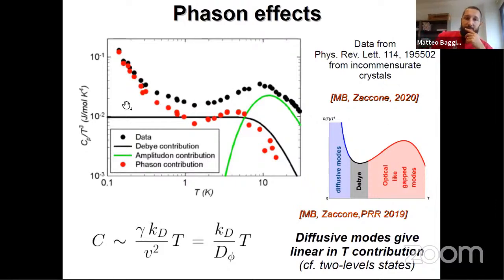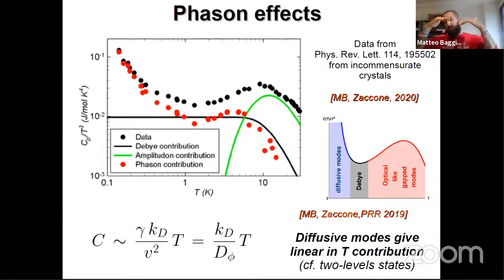So this here is a plot that I took from this paper. This paper is a PRL paper. What they do is they take basically an incommensurate crystal. An incommensurate crystal is, again, exactly what I was telling you before. It's a crystal where there are two structures which are not in phase. So this means that the kind of physics that we're discussing is actually exactly at work there.